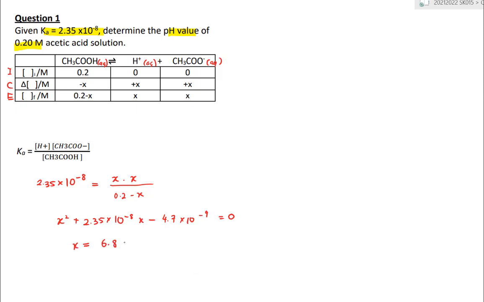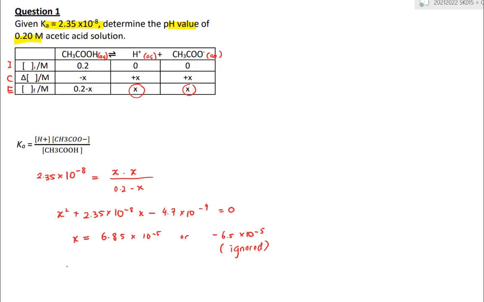So in this case, X is 6.85 times 10 to the power of -5, or a negative value. When you try to substitute this negative value into the ICE table, you get a negative concentration, which is invalid. Therefore, we will ignore the second value of X, which is negative. So the concentration of hydrogen is 6.85 times 10 to the power of -5 molar.